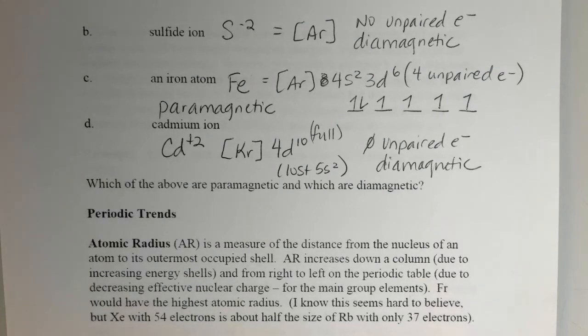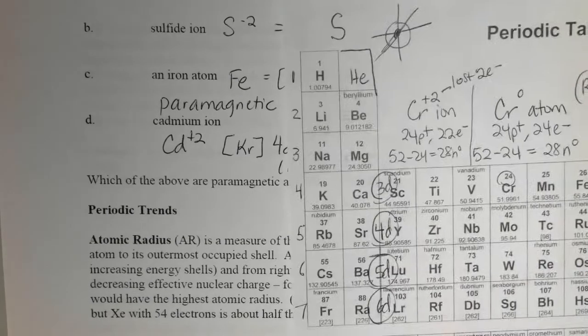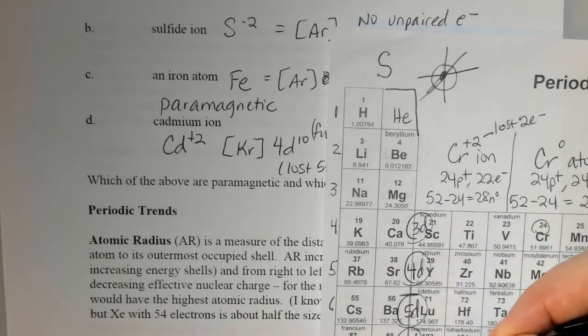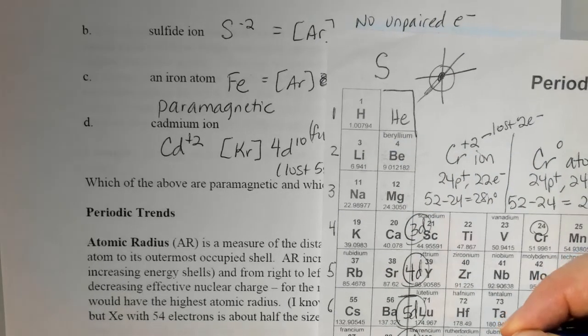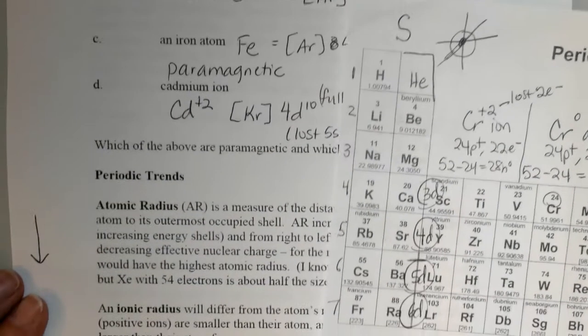How big is the atom? Atomic radius measures the distance from the nucleus to the outermost occupied shell. In the first part of this trend, we look at up and down and side to side. The first part of the trend makes complete sense, right? As we go down a family, radius increases because we're adding shells. So we know atomic radius increases as we go down the family.